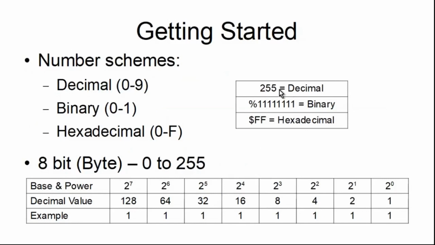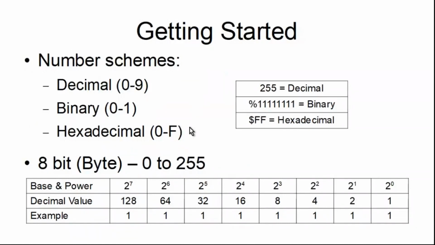This is different from the other numbering schemes because they require a prefix before the number. And that brings us on to the next one, binary. Binary is a base 2 numbering scheme, which means that the digits only go from 0 to 1. This is also commonly referred to as a bit. In this example to the right, I show that a binary number has a prefix of a percent sign.